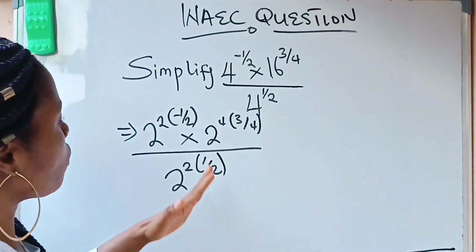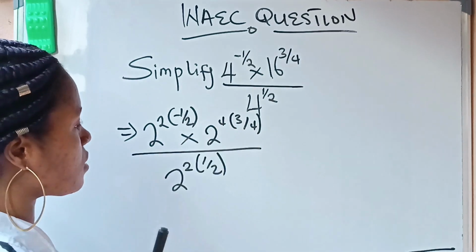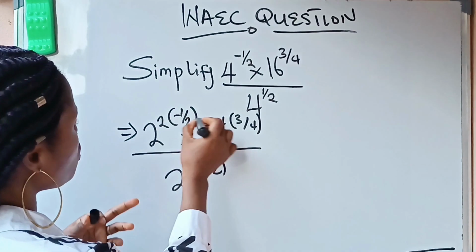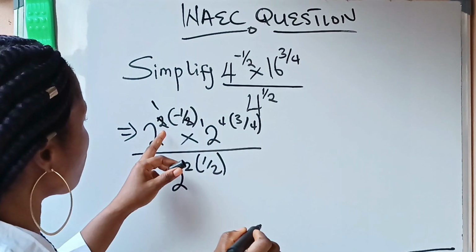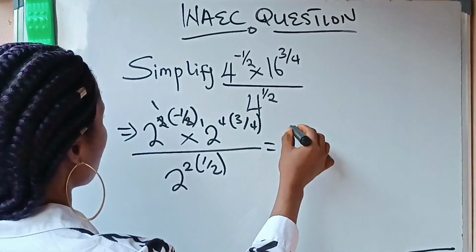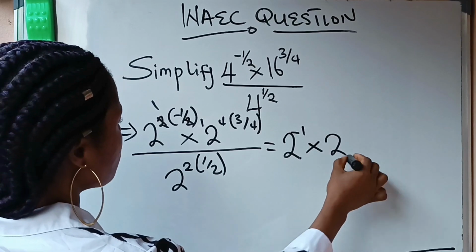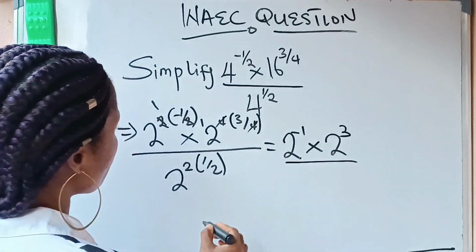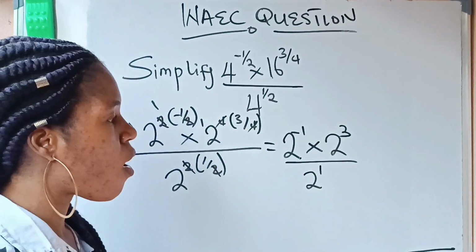Okay? Now, once you have something like this, what do you do? You multiply the powers. That is according to the law of indices. So if I multiply this, 2 will divide itself. 1 divide this, you are going to have 1. So for this, you are left with 2 raised to the power of minus 1. Times 2 raised to the power of 4. We cancel 4. We are left with 3. All over. This cancels this. You are left with 2 raised to the power of 1.